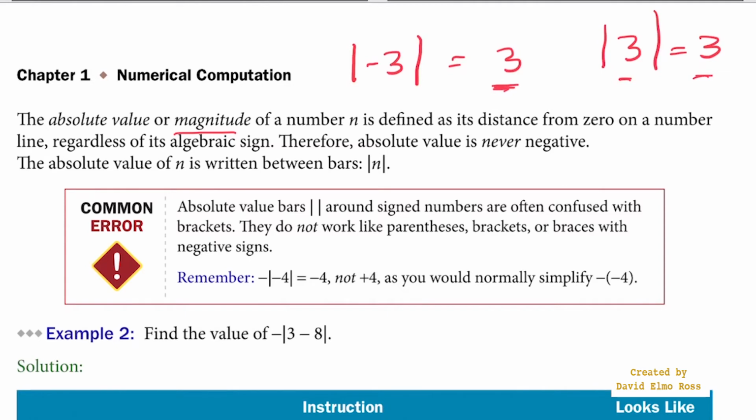So for instance, if we're giving this minus 3 minus 8, we have to then say this is minus and then 3 minus 8.